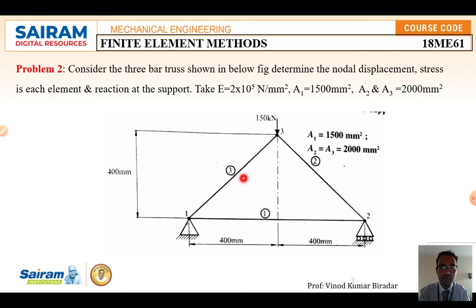Okay, so here the length of element 1 is given, but the lengths of elements 3 and 2 are not given. Instead, they have given this length and this height. So using Pythagoras theorem, this is 400, this is 400, you need to calculate the square root of 400 squared plus 400 squared, and you may get 565 or something. That is the length of the second element and third element.